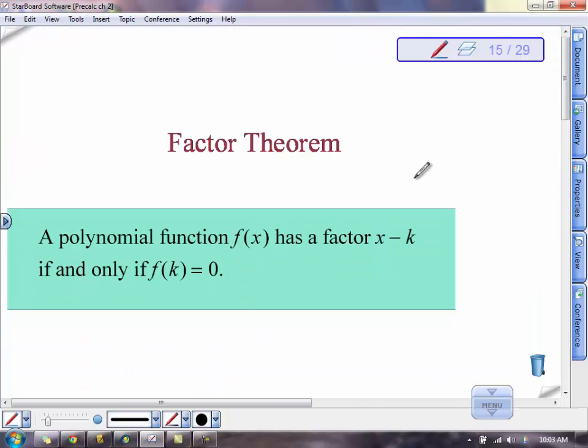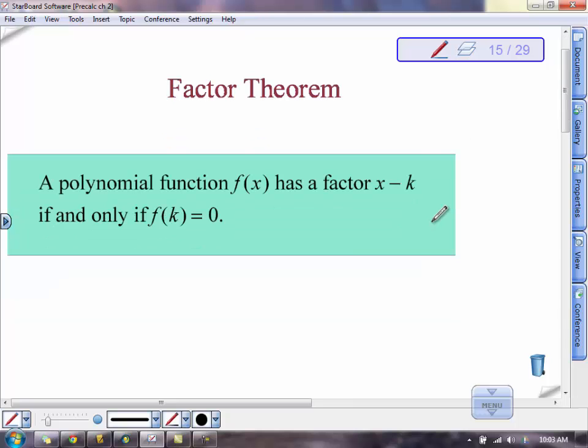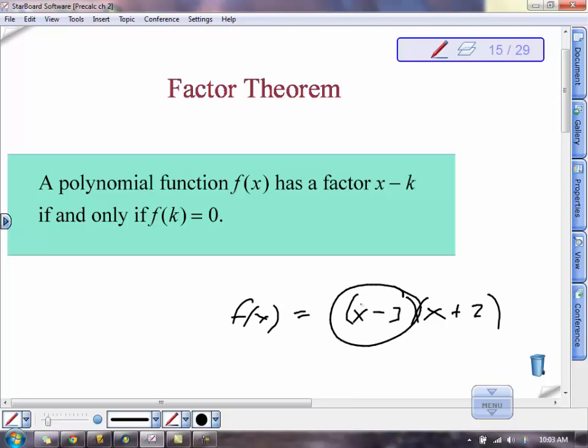Factor theorem, a lot of it is something you already know, really. A polynomial has a factor x minus k if and only if, when you plug in that k value, you get 0 for the function. And you know that, right? Because when it's in factored form, if you have x minus 3 times x plus 2 or something, then you know that if you stick in 3, you're going to get a 0. And so this is a factor, and if you plug it in, you're going to get a 0. That's something you already know.